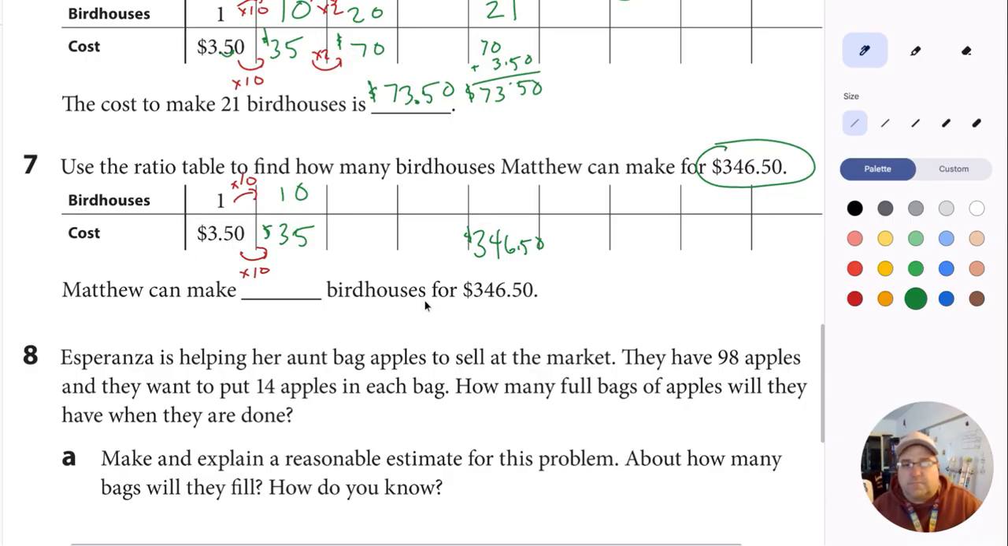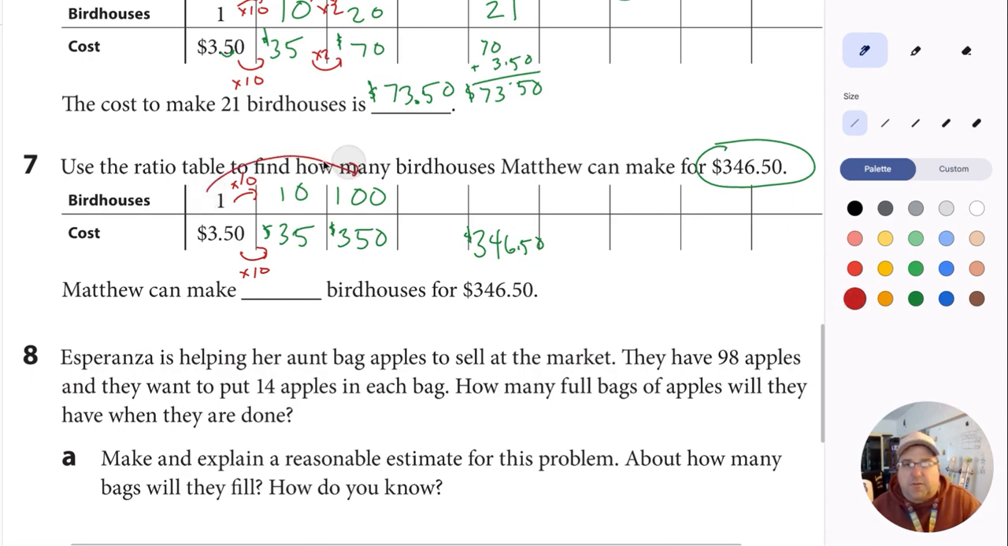Well, what if I multiply by 100 actually? I could do 10 times 10, or what if I start kind of over again? What if I want to know how much 100 birdhouses would cost? Now we're going to move that decimal 2 places. So if I move it 2 places, 1, 2, that's going to be $350.